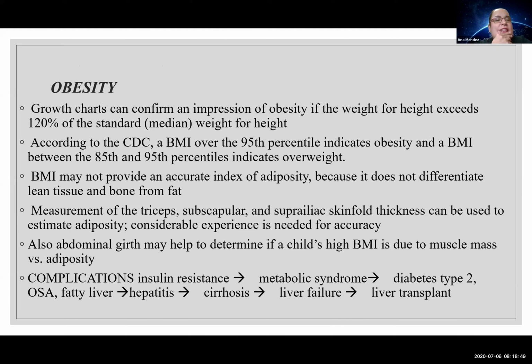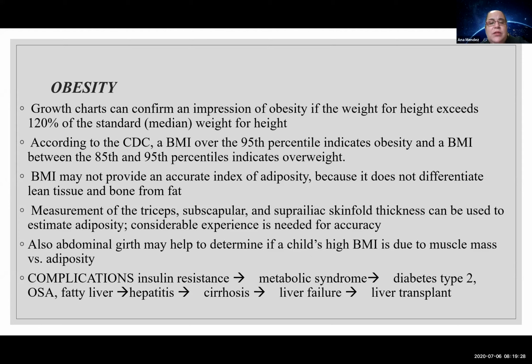So obesity is something we diagnose in a child who is 2 years of age or older. A growth chart can confirm an impression of obesity if the weight for height exceeds 120% of the standard median weight for height. According to the CDC, a BMI over the 95th percentile indicates obesity, and a BMI between the 85th and 95th percentile indicates overweight. BMI may not provide an accurate index of adiposity because it does not differentiate between lean tissue and bone from fat. So it has its limitations, and you should understand those limitations.